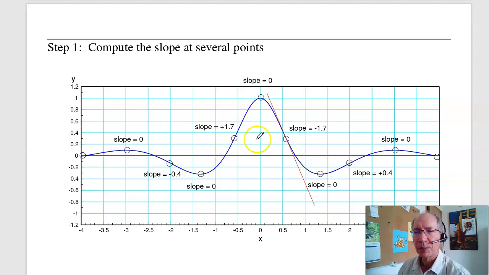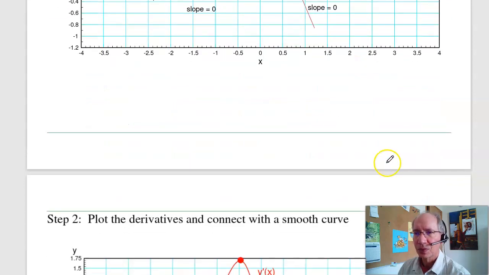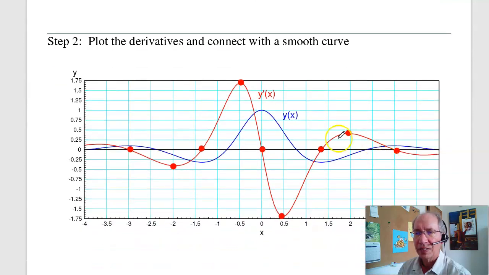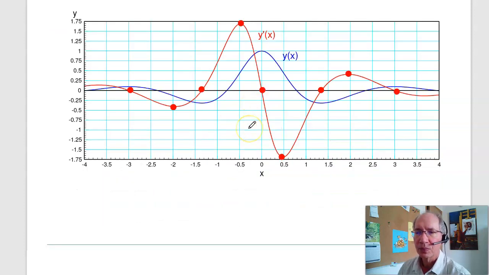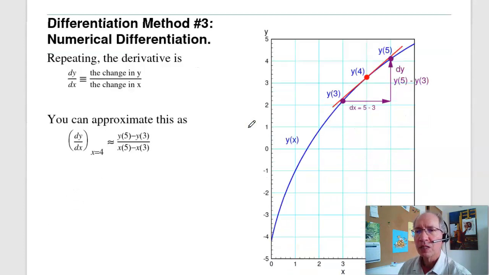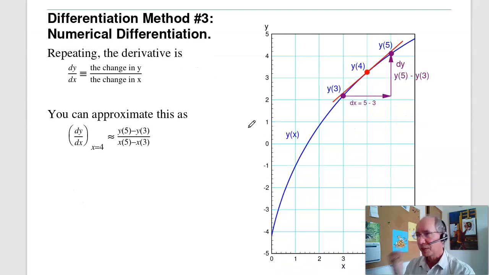Again, pick a bunch of points, find the slope at those points, and then connect them. Blue is my function, the red curve is my derivative. So that's a couple ways to find the derivative. A third approach is using Matlab. Not too surprisingly, since this is a Matlab course, I can use Matlab to find derivatives.